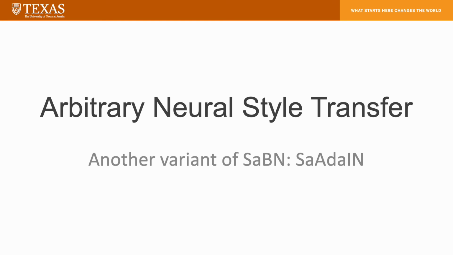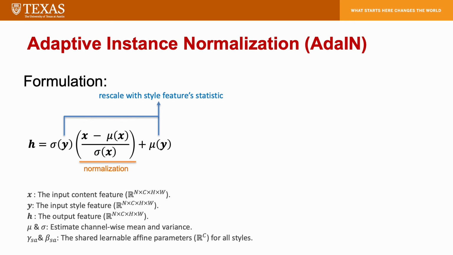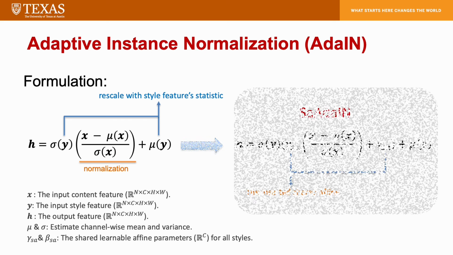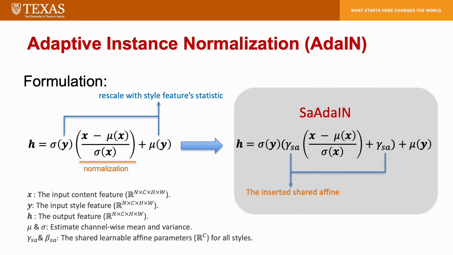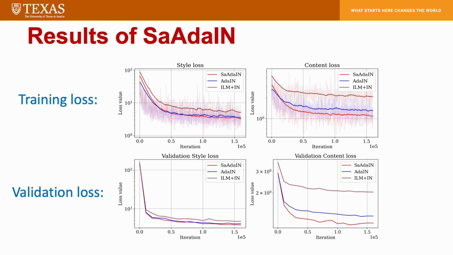We then take a look at the last application of sandwich batch normalization, arbitrary neural style transfer. We present a new variant for this task, sandwich adaptive instance normalization, which injects a shared affine layer into adaptive instance normalization, which could be seen in the formulation here. The training loss and validation loss of style transfer are presented here. We could observe that sandwich adaptive instance normalization effectively reduces style loss and content loss.